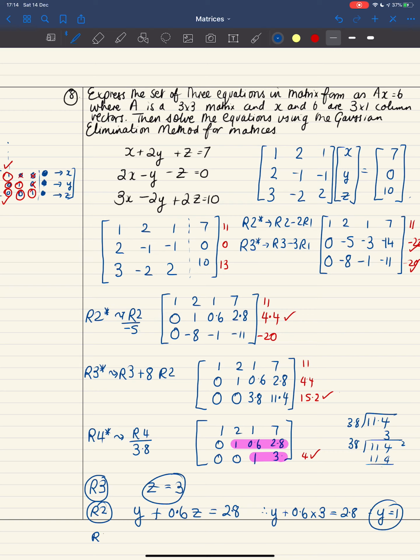And then from row 1, we've got x plus 2y plus 1z is 7. So therefore x plus 2 plus 3 is 7. So therefore x is 2. And all these we can check by putting in the original equations. So the answer, x is 2, y is 1, z is 3.